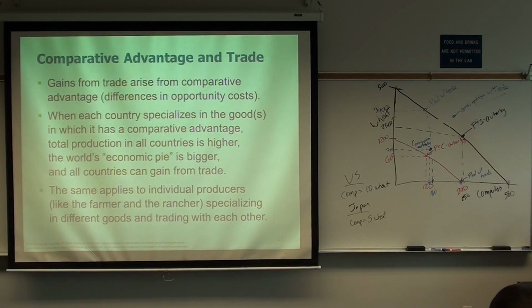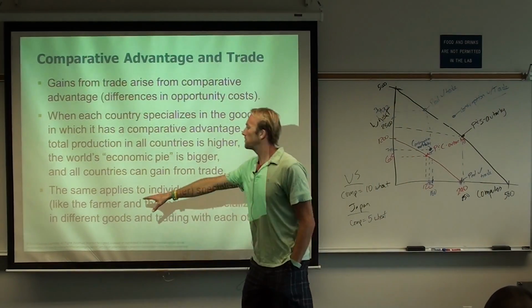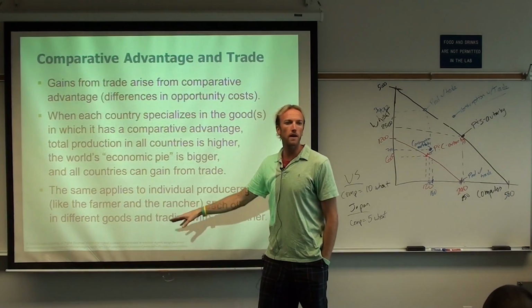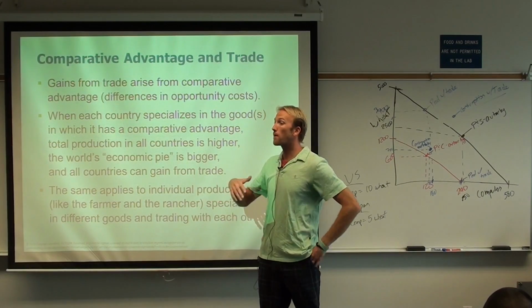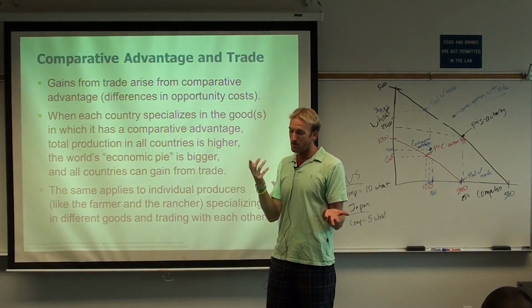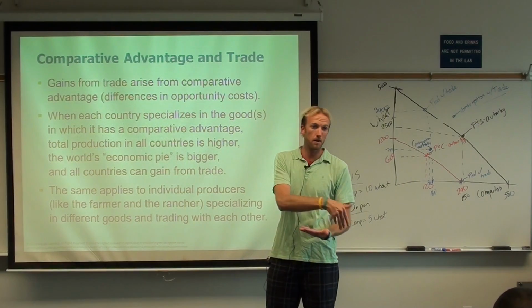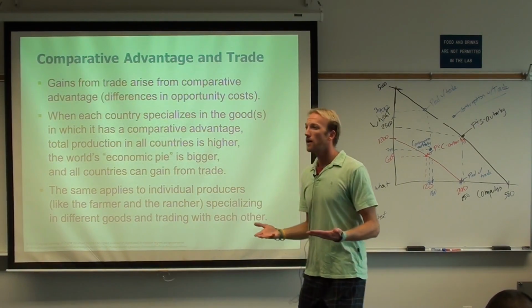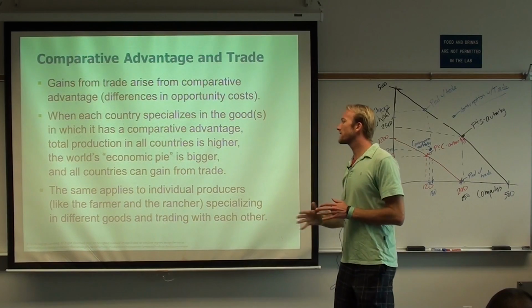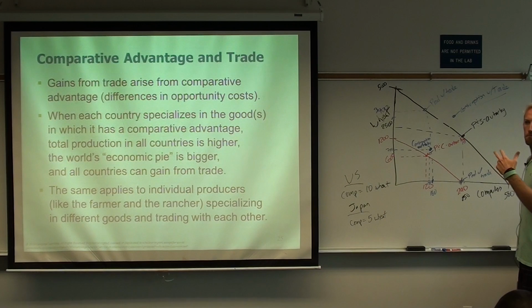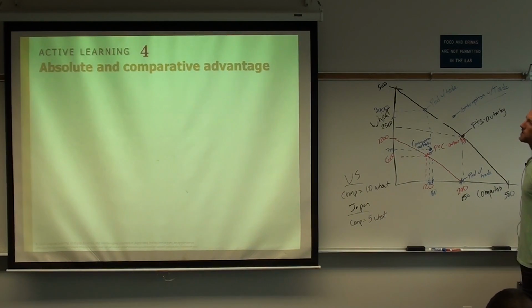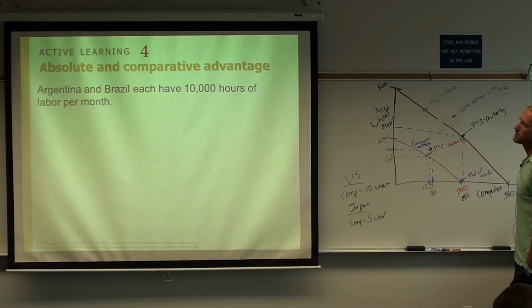And of course, it applies to individuals too, right? A farmer and a rancher. The farmer is going to specialize in producing wheat and corn, and the rancher is going to specialize in producing cows, right? When they specialize, they have lower opportunity costs, right? Because if I try to have cows and corn, and the cows are walking on my corn plants, it's just ugly, right? So we specialize, and then we trade with each other, and individuals, countries, companies are all better off. Okay? So let's do this real quick so you guys can think about absolute and comparative advantage.